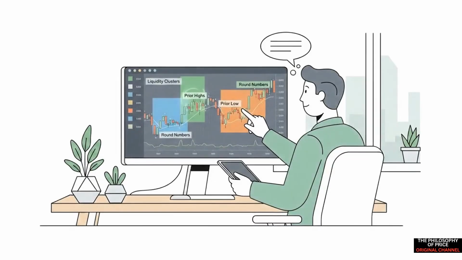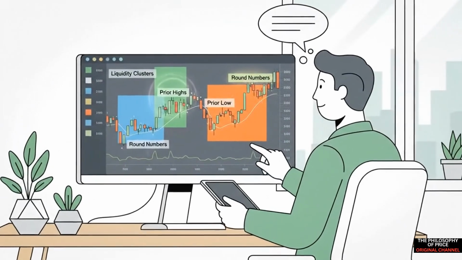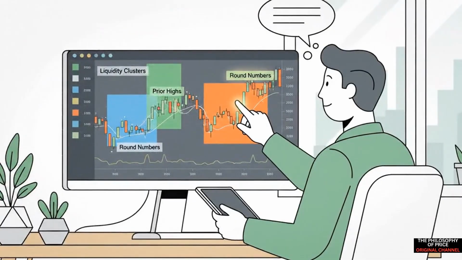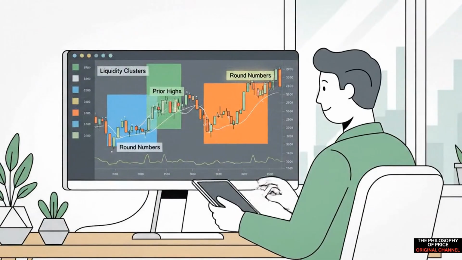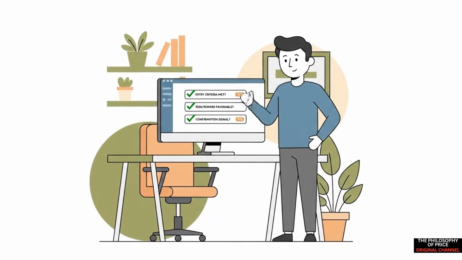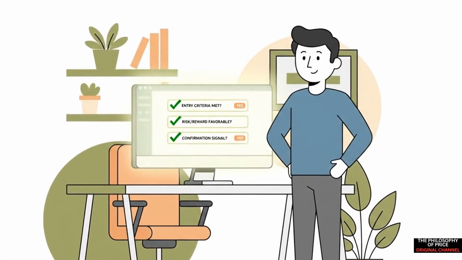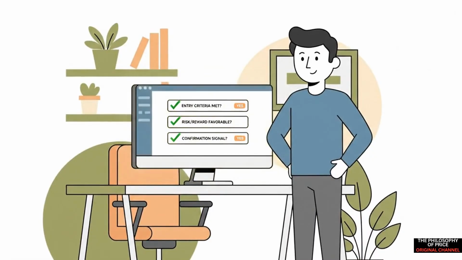Third, did the structural break coincide with a probable liquidity cluster, like a prior high, low, or a round number with resting stop losses? A break without an obvious liquidity source likely lacks institutional backing. When all three of these critical questions are answered affirmatively, you have likely uncovered a genuine institutional footprint. This provides the confidence to trade such a setup.